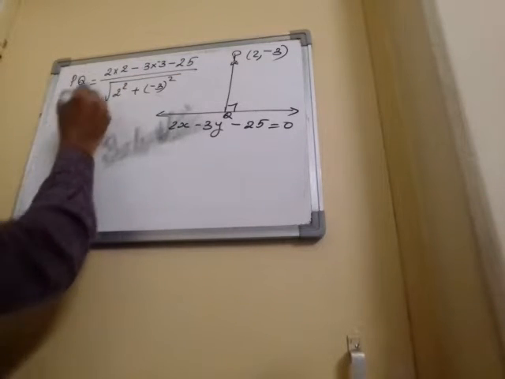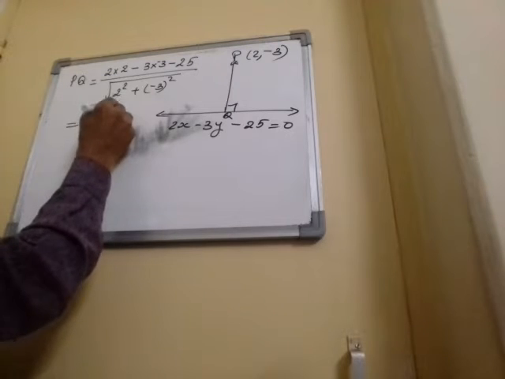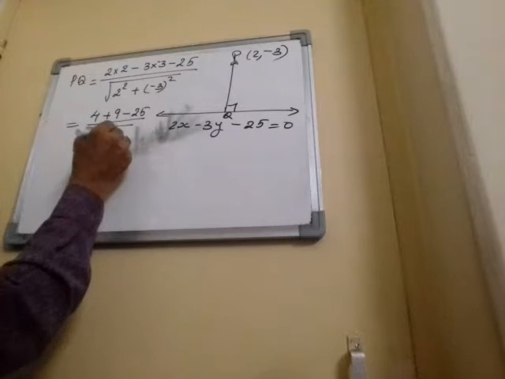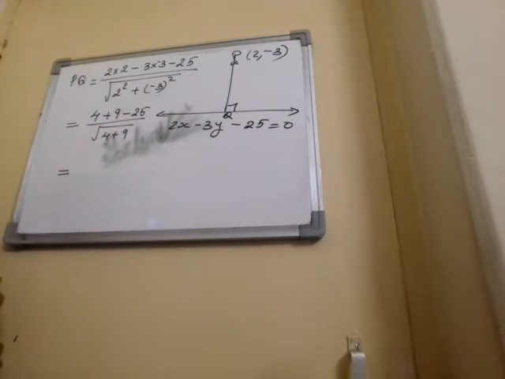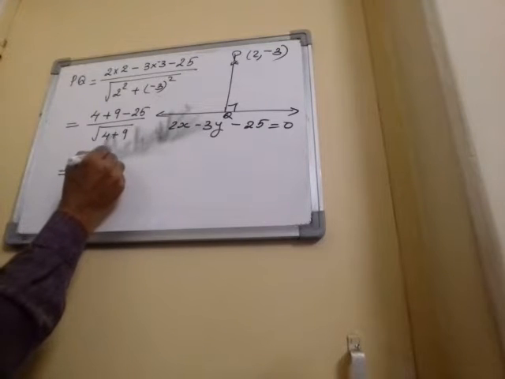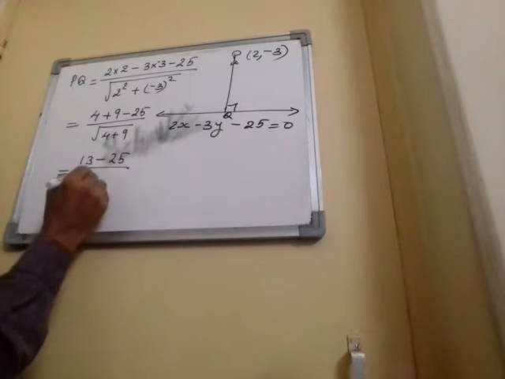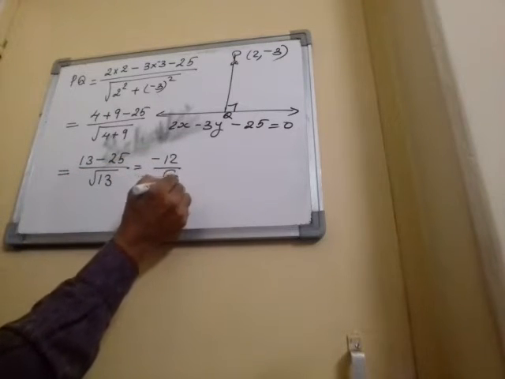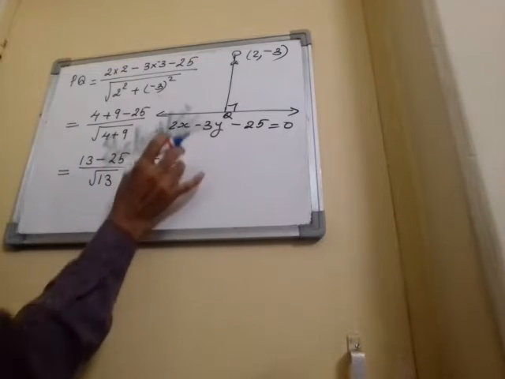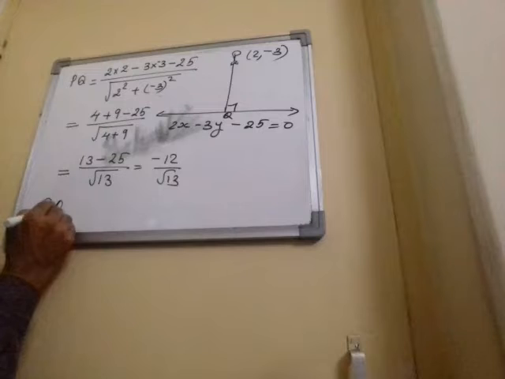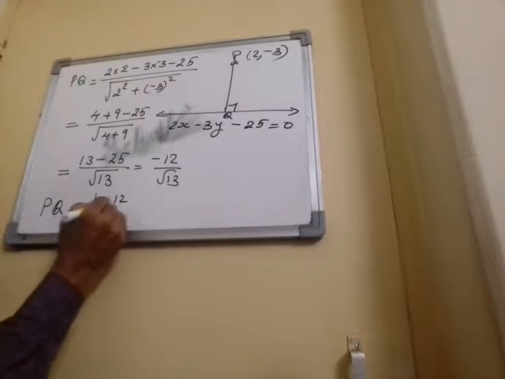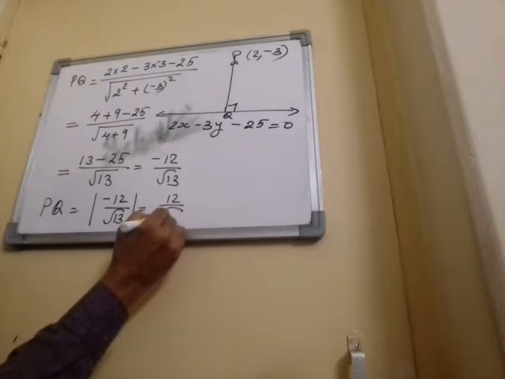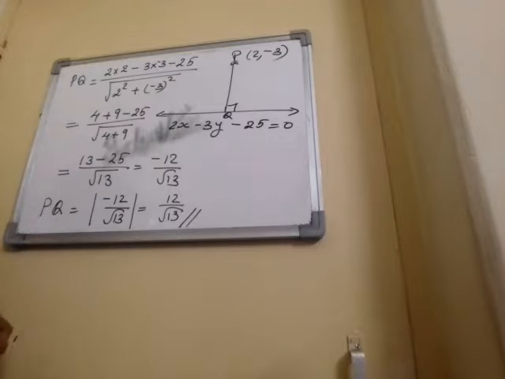Now on simplification, 2 into 2 is 4 plus 9 minus 25 by root of 4 plus 9, equals 13 minus 25 by root 13, that is minus 12 by root 13. Since it is a distance, we take only the absolute value. So PQ equal to absolute value of minus 12 by root 13, that is 12 by root 13. So finally we have to take only the positive answer.